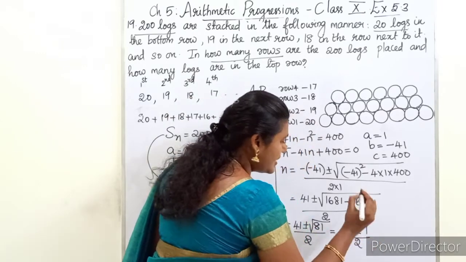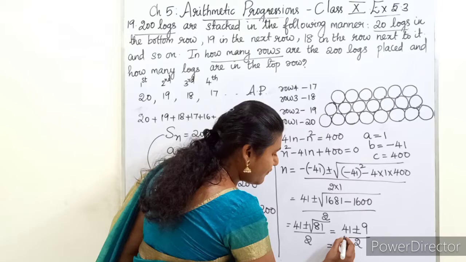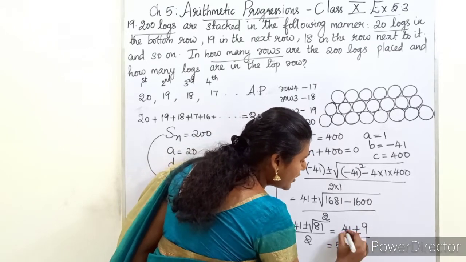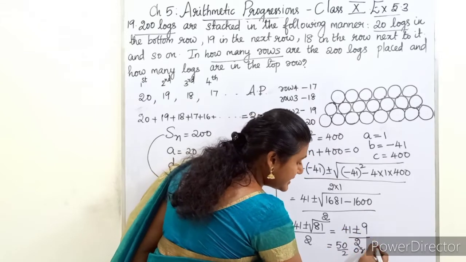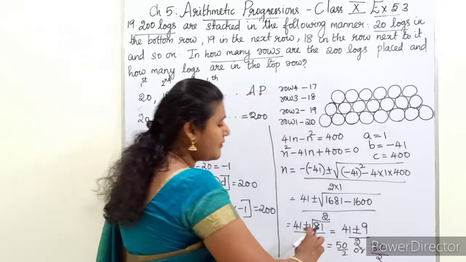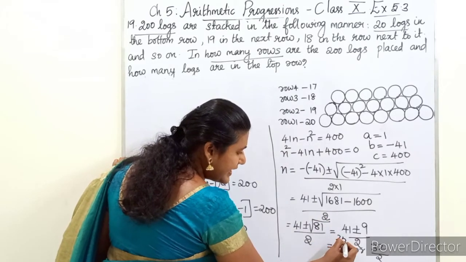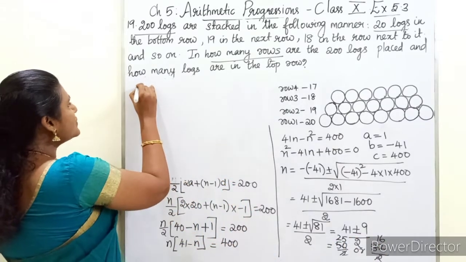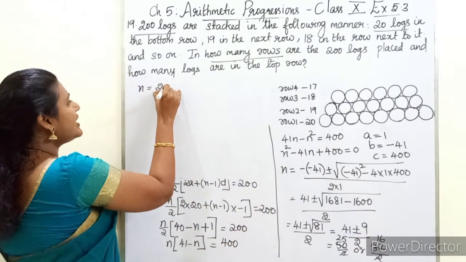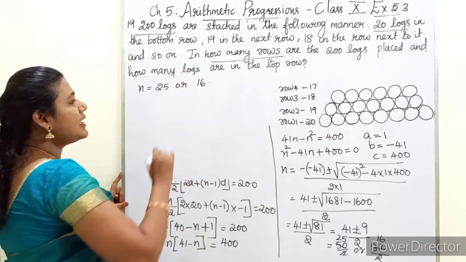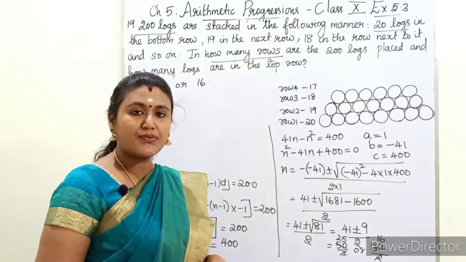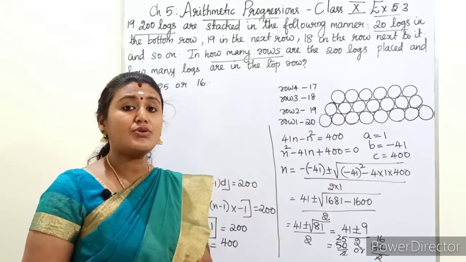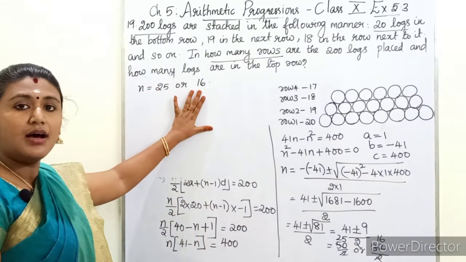So 9 by 2. So here what are the values we are getting? 41 plus 9, that is 50 by 2, or we will get 41 minus 9, that is 32 by 2. So when we cancel here we will get 25, and here when we cancel we will get 16. So the values of n are n is equal to 25 or 16. So here in this question we got two values for n, 25 and 16. Both are positive numbers, but we have to check whether both these values are possible or not.